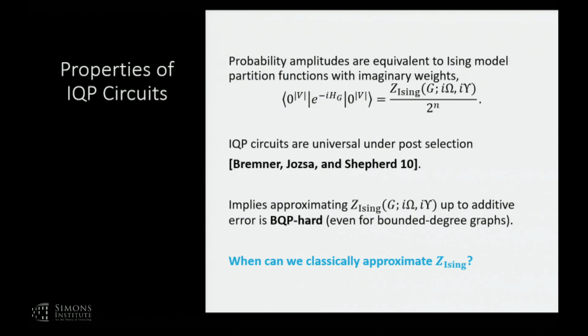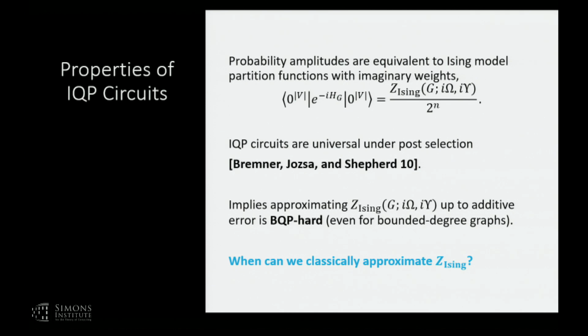The probability amplitudes of this model are exactly equivalent to Ising model partition functions with imaginary weights. So now all of the arguments we had before about quantum circuits now apply to the Ising model with imaginary weights. And what's even more interesting is that these circuits are universal under post-selection.